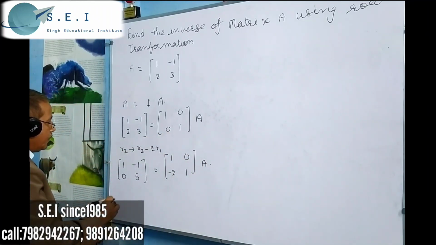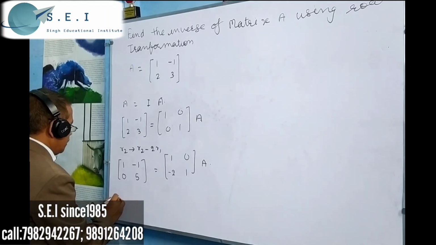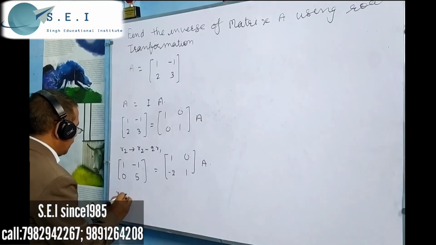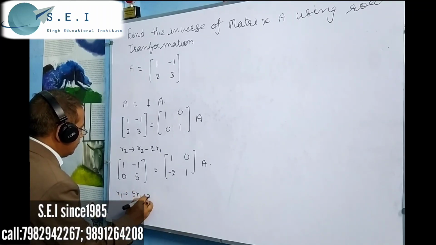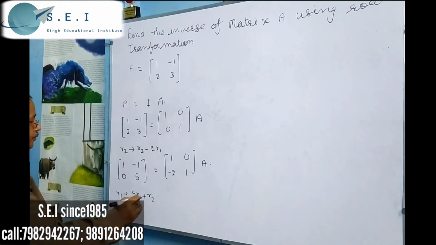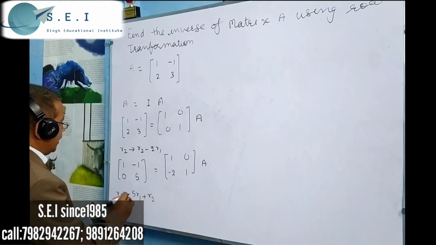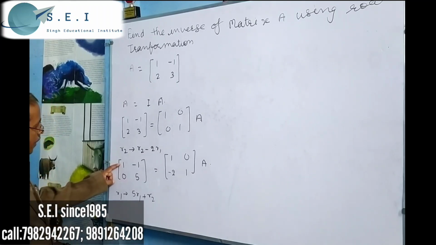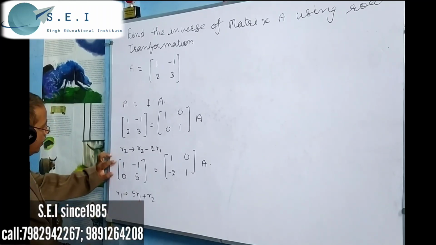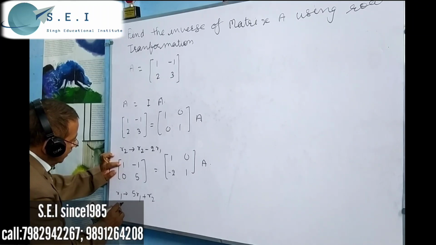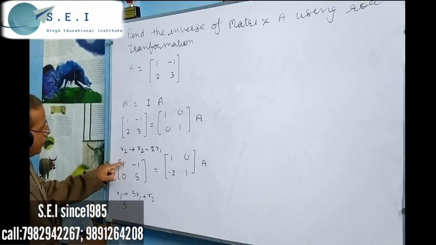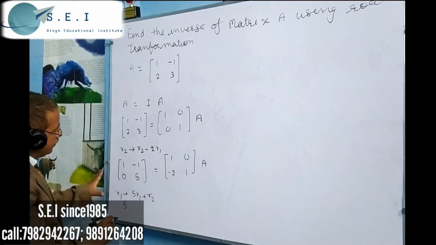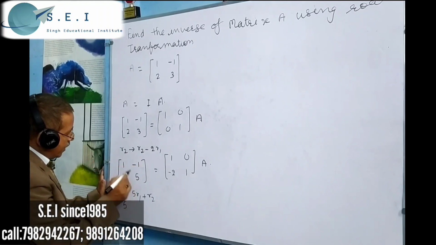In the next step, R1 is equal to 5R1 plus R2, performed on both sides. So here 5 multiplied by 1 is 5 and added to 0 is also 5. 5 multiplied by -1 is -5 and plus 5 is 0.